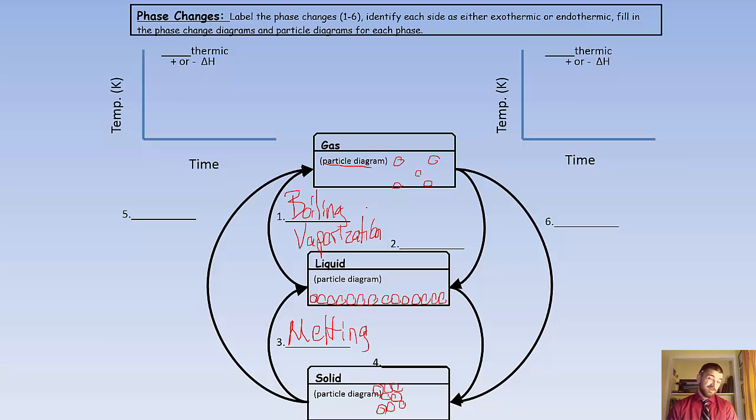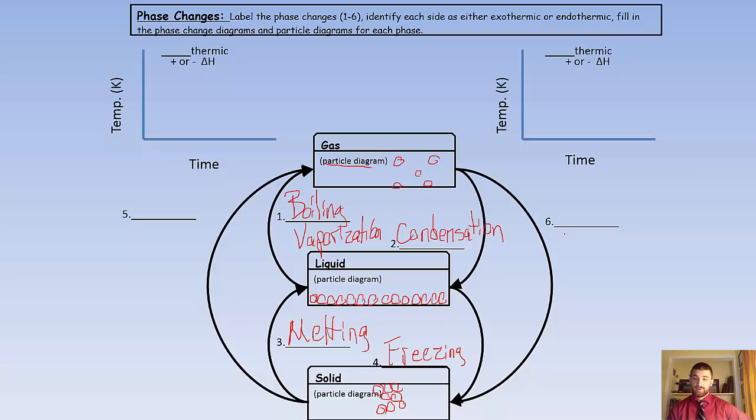Vaporization's the better one, if you had to pick one. Boiling is when all the particles are trying to vaporize at the same time. Vaporization is just simply liquid to gas. And going backwards, gas to liquid is condensation. It's what happens on the outside of your cold glass. It looks like it's sweating, but it's actually not. And then liquid to solid, you guys probably know is freezing.